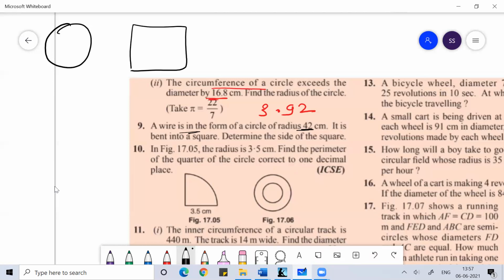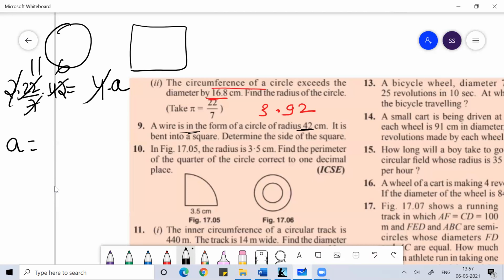So the circumference of the circle is 2 into 22 by 7 into 42. The circumference of the circle is equal to the perimeter of the square. So 264 centimeter. So this is 6, so a will be 66. A will be 66, is it? Okay, 2 elevens are 66. So you get a as 66.